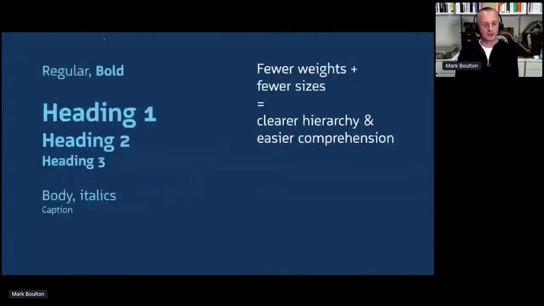So the first thing is that we should use fewer weights, but we should make the differences between things more distinct. So fewer weights and fewer sizes equals a clearer hierarchy and easier comprehension. This is what concerns me a little bit about where I see design systems with type scales that increment over 2 or 4 pixel increments, right? I think Material does that. And I understand where they come from. I understand they come from the technical side, from the platforms.